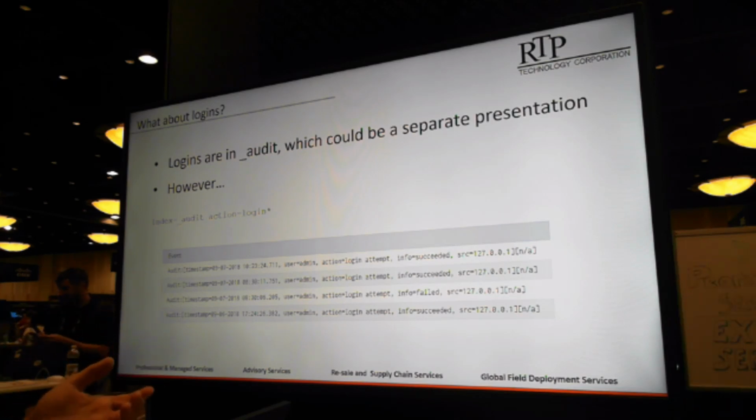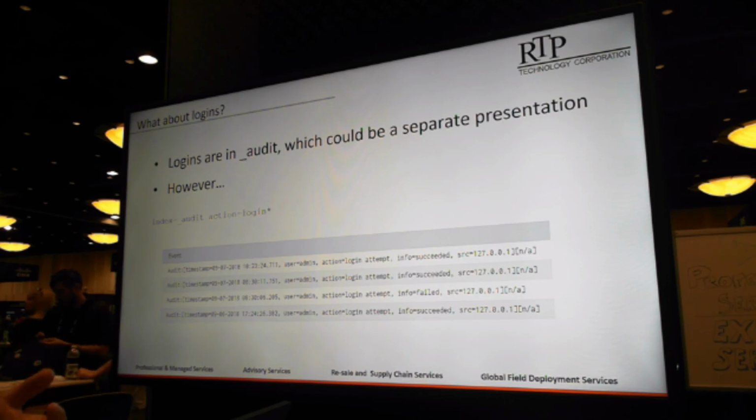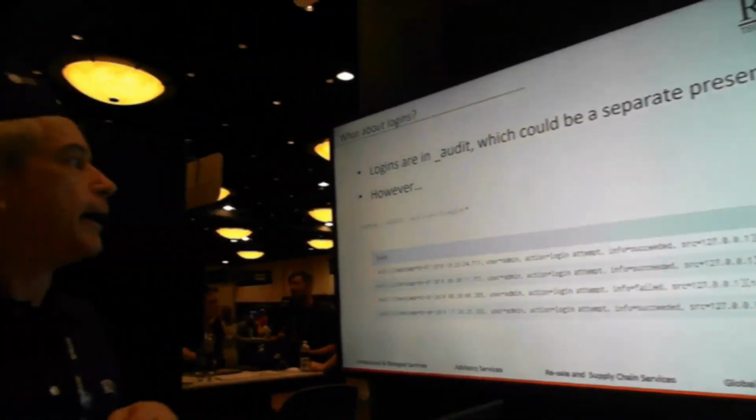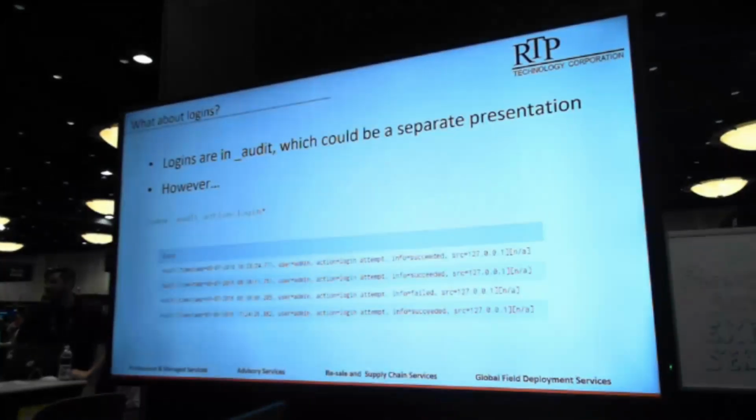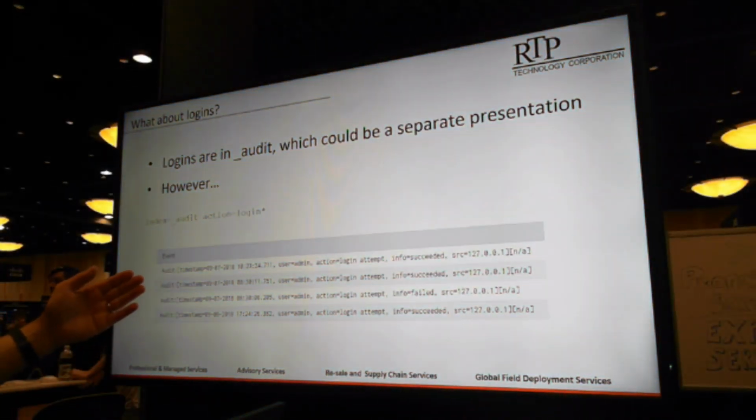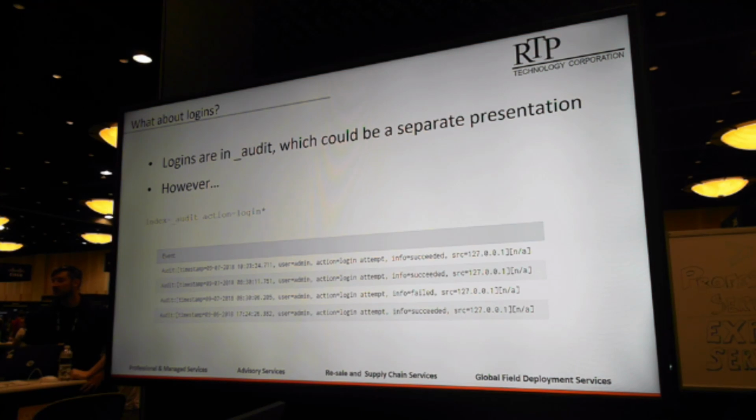A lot of people want to know about logins. Okay, when did so-and-so log into the Splunk service? When did he log out? Unfortunately, that information is in underscore audit, which is not the topic of this video. But since we're here, I'll show you that you can go to the underscore audit index, look for the login action, and then you get a list of all the login times for all of your users, including where they logged in from.